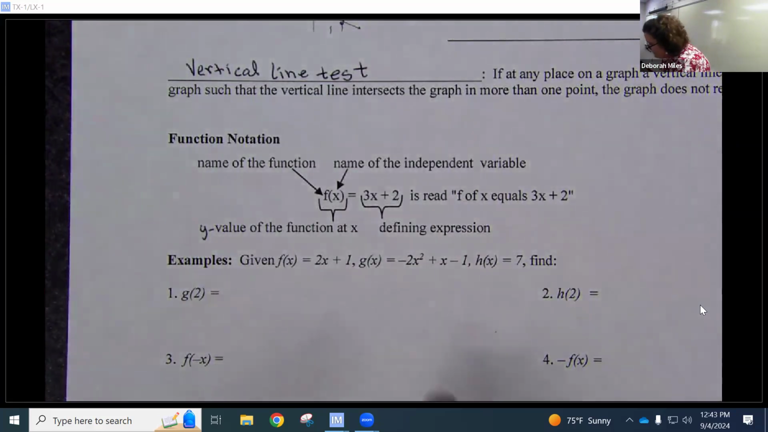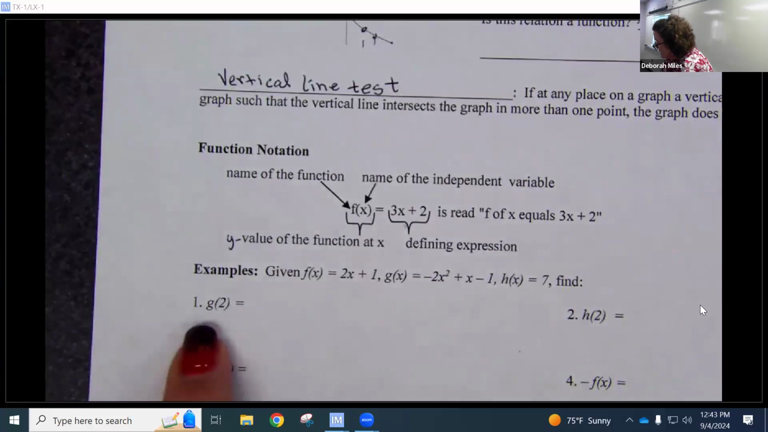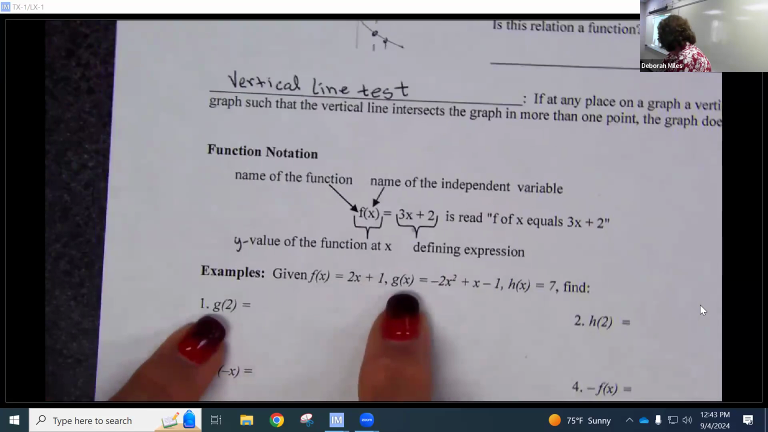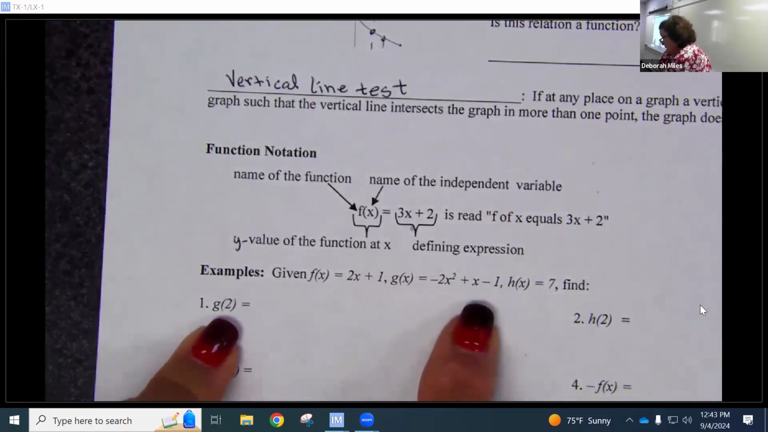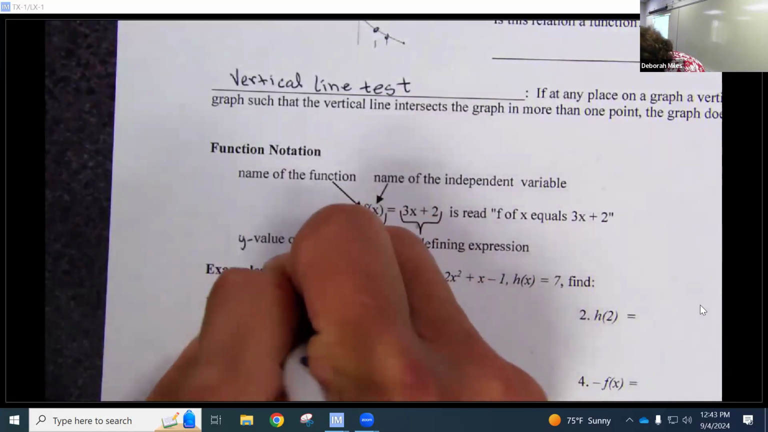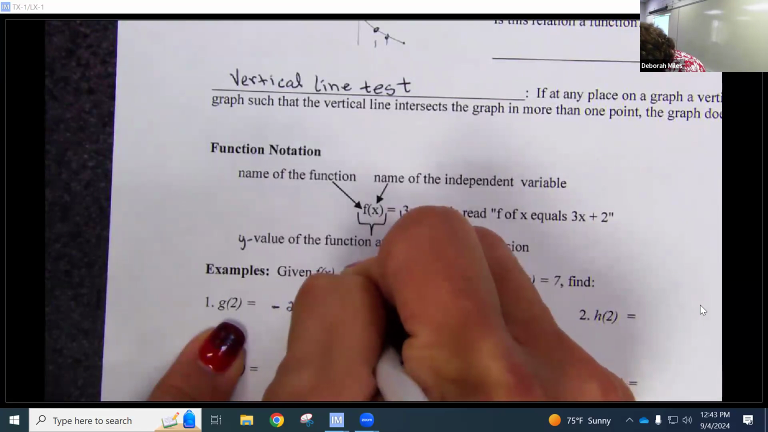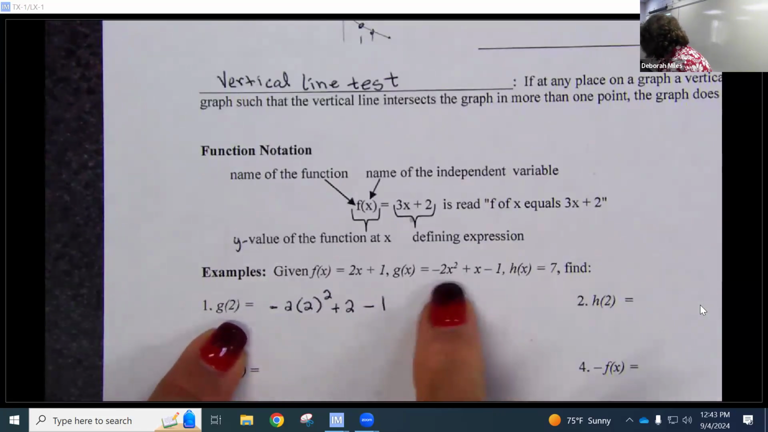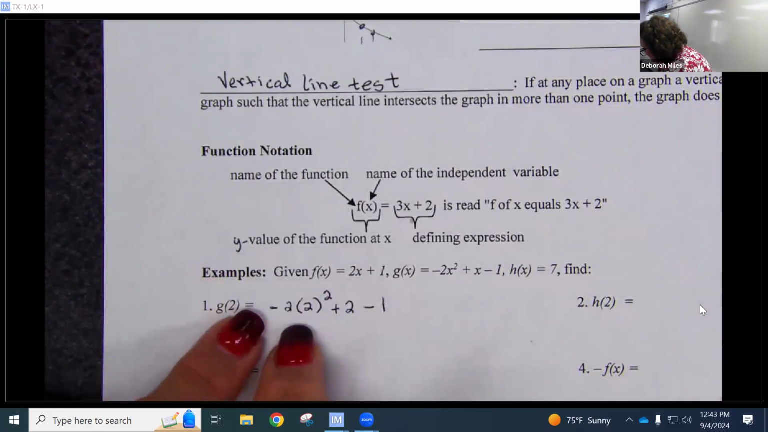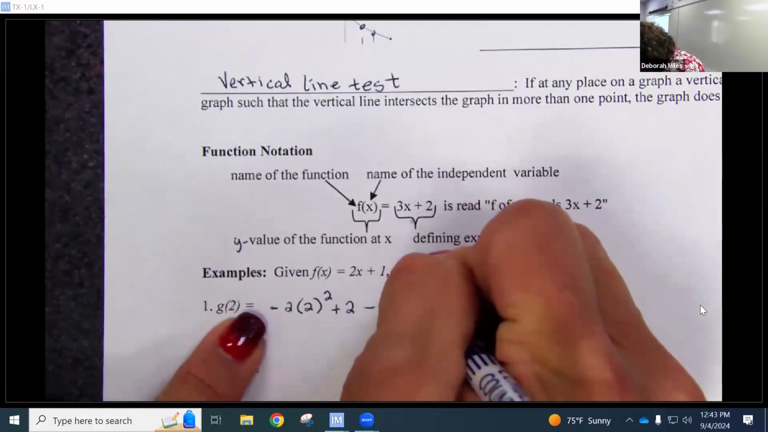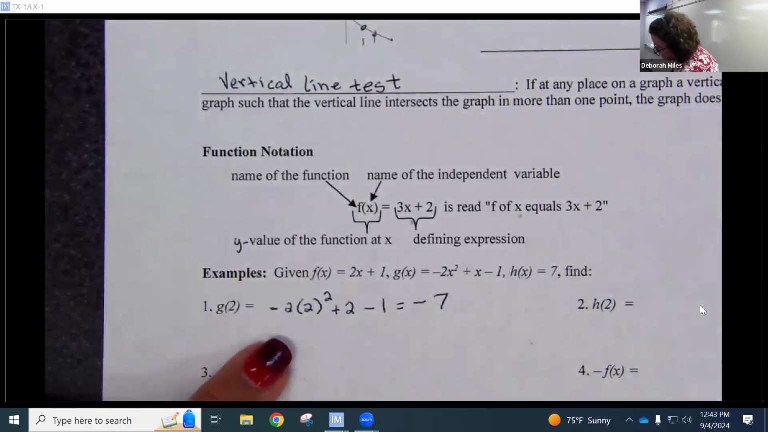So I've given you 3 functions right here, and I've asked you to find function values. G of 2 means use the function g and do what with it? How do I find g of 2? In place of all the x's. -2 times 2 squared plus 2 minus 1. I just put 2 in place of both of those x's. Let me go ahead and just real quickly say that would be -8 plus 2 is -6 minus 1 is -7. I want to double check that. -8 plus 2 minus 1. Yeah, it'd be -7.